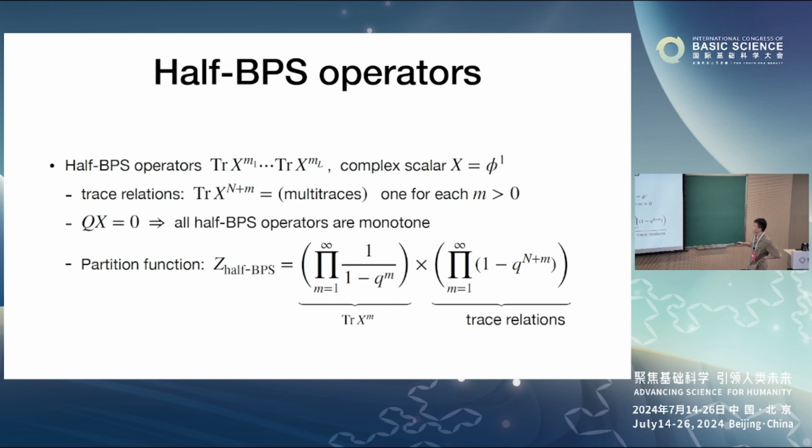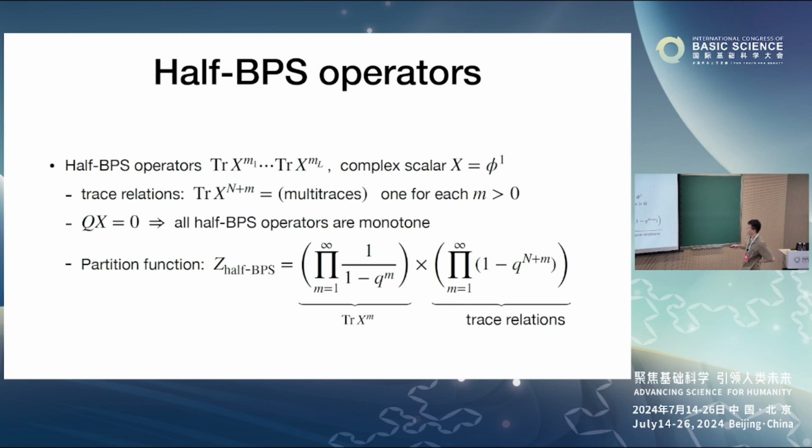And if we consider finite N, in these multi-trace forms of X, there are trace relations among different multi-trace forms of X. So if we consider trace X to the n plus m, for some positive integer m, then for each m, this single trace can, under the trace relation, be rewritten as multi-traces. And these are all the trace relations that we have.